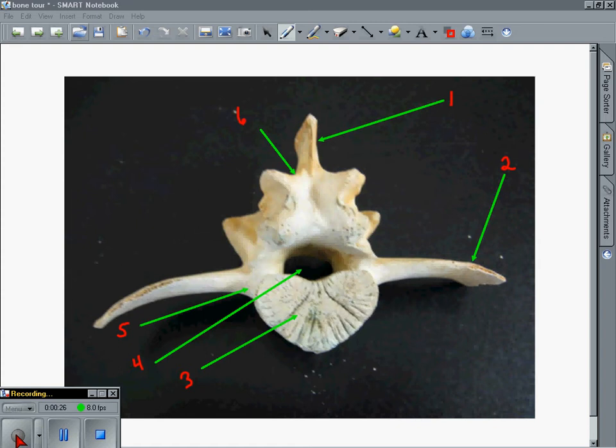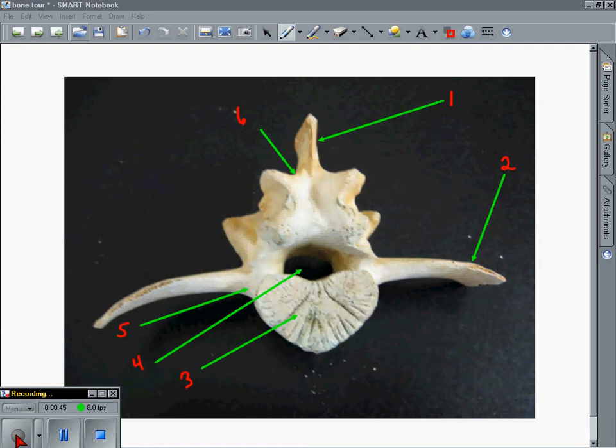Let's move on to number 2. That was the transverse process. I knew you knew it. Number 3, of course you got the body. Number 4, yes, that's the vertebral foramen.